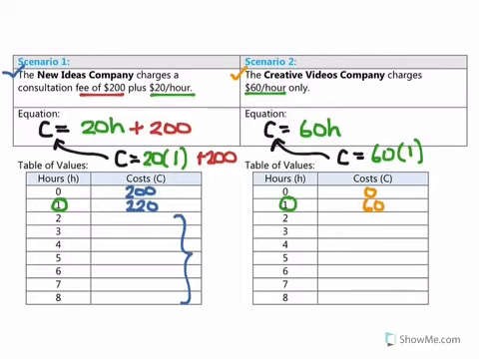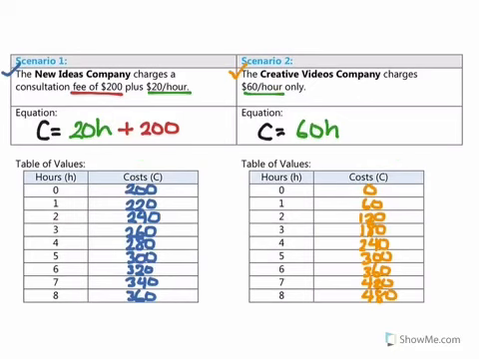So 1 hour costs you $60, 2 hours should cost you $120, and so on. So I'd like you to fill out this part, and just pause the video, but I will show you all the answers. Okay, so here now that we have all of our numbers, we're going to make a blue line and an orange line on a graph.